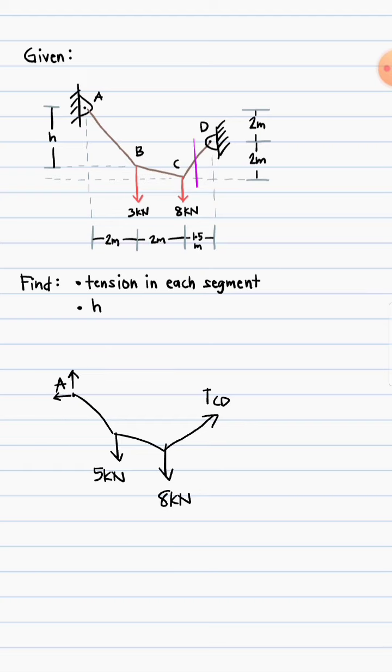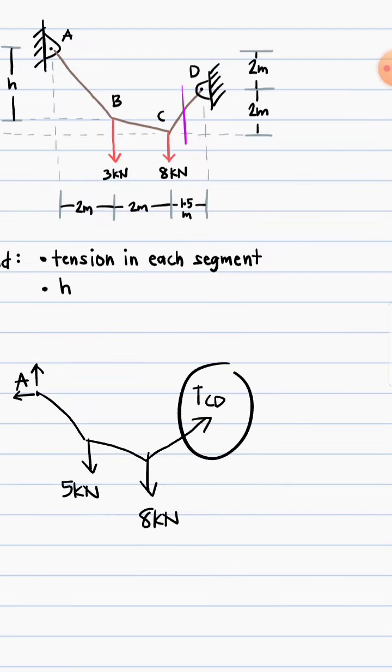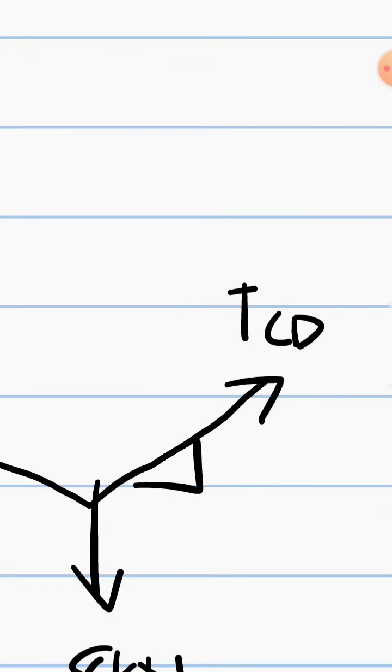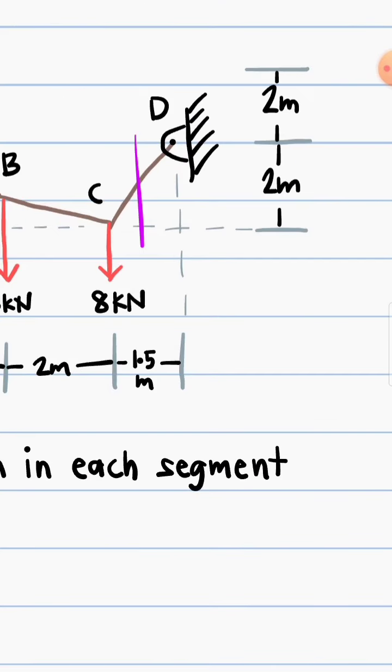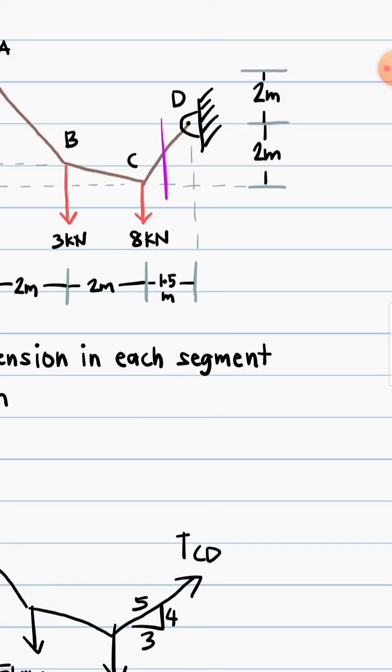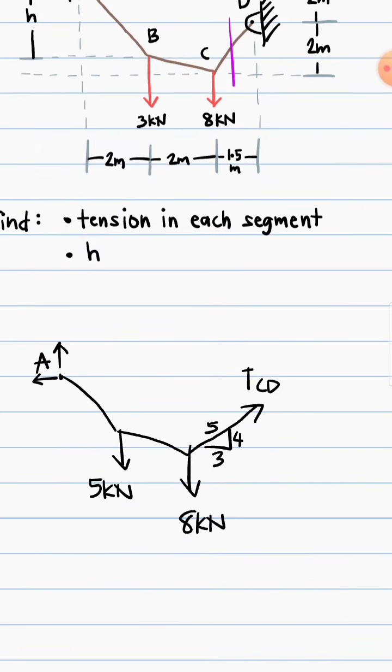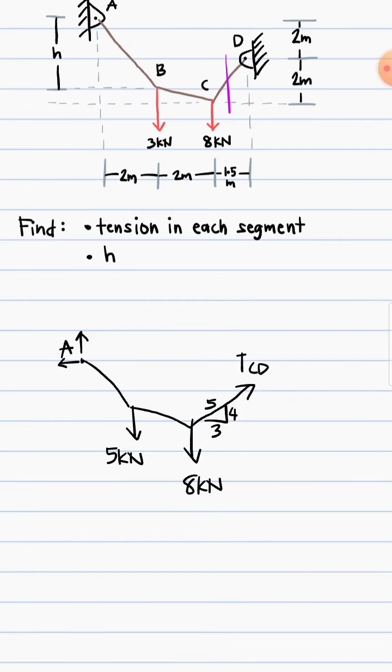Now for the slope of CD, this one, we can say that it is a 3, 4, 5. Why? Because if we double this 1.5, what do we get? 1.5 times 2 is 3, right? And then 2 times 2, or we double the 2, it's 4. And then there is this relationship of right triangle wherein we have 3, 4, 5. That's a special case.